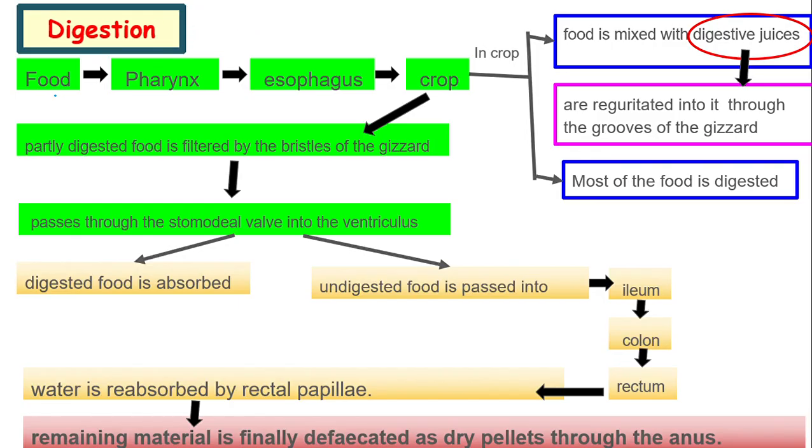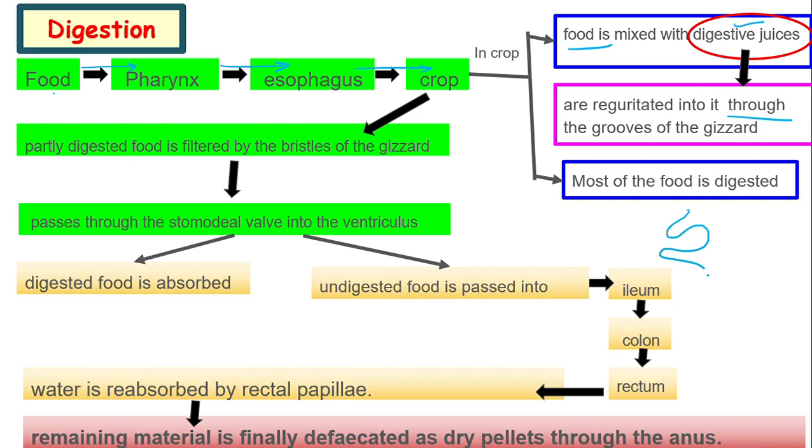Now let's see the process of digestion. Your food is going to enter into the pharynx, from pharynx to the esophagus, from the esophagus into the crop. In the crop what will happen? The food is going to mix with the digestive juices. Now digestive juices are regurgitated into the crop through the grooves of the gizzard.